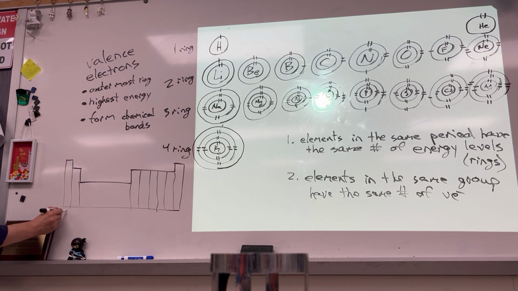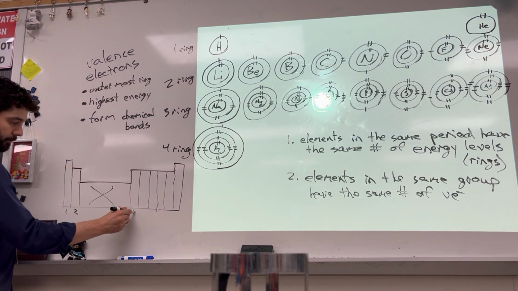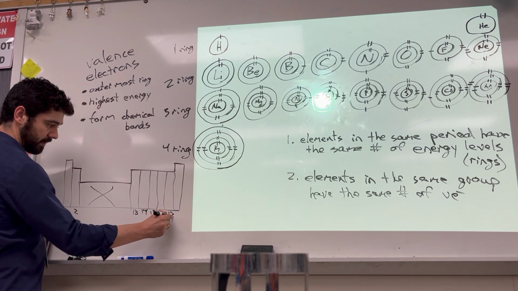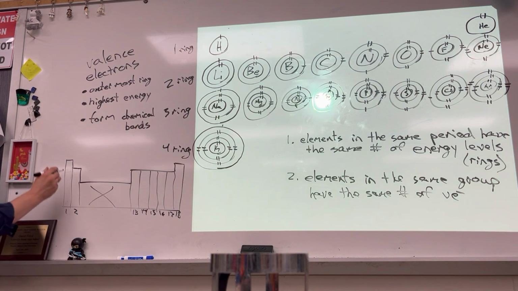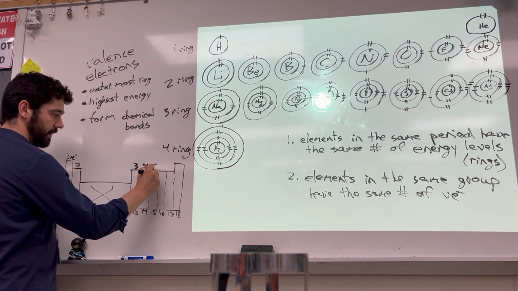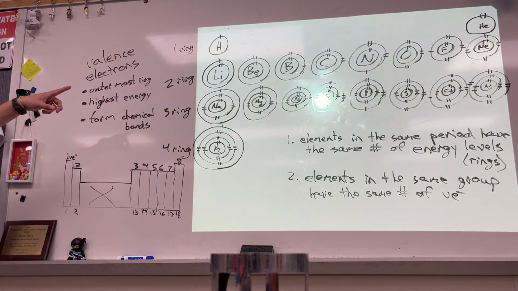Okay, so this is group number 1. This is group number 2. We skip 10 groups here. Then we have group 13, group 14, 15, 16, 17, 18. I have 1 valence electron, 2 valence electrons, 3, 4, 5, 6, 7, 8. There's 1 element up here that's an exception to this pattern.